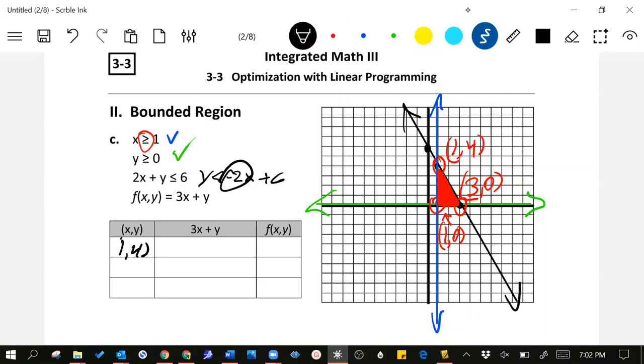1 and 4. 1 and 0. 3 and 0. And it doesn't matter one bit which order you put these in. So if I were to do this one, I'm going to get 3 plus 4. 7. This one, I'm going to get 3 plus 0 for 3. This one, I'm going to get 9 plus 0 for 9.